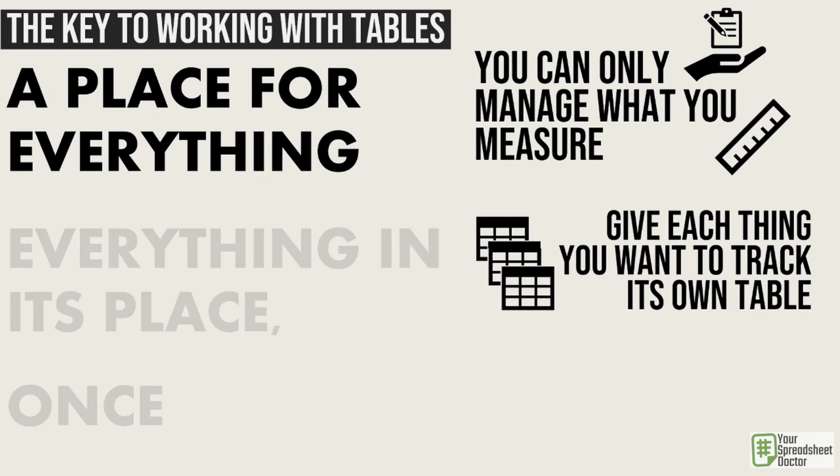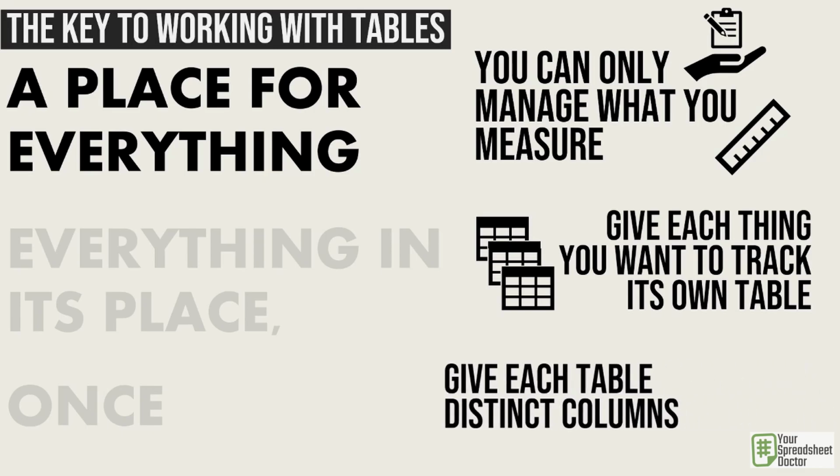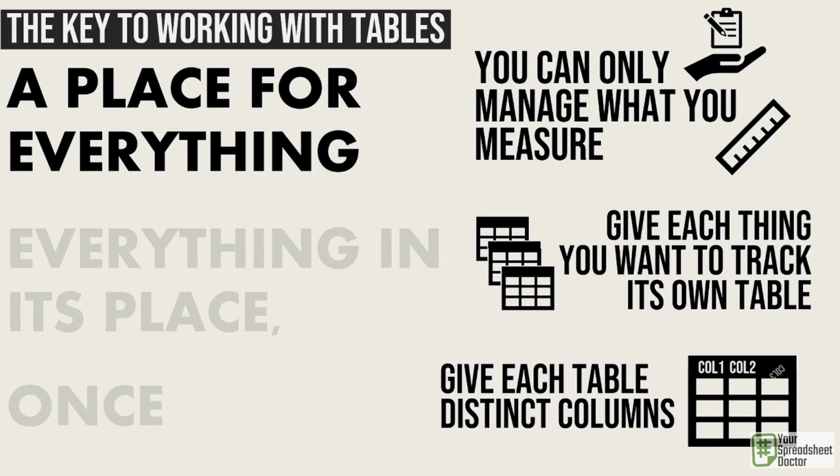That is, if you want to track orders, you should have an orders table. If you want to track items purchased, then you should have a table with all of the items that each customer has purchased. Next, you should give each table distinct columns. This is just to say that if you want to know what date an order was placed, you should have a whole column dedicated to just recording that piece of information. Again, if you don't have a column or table for it, then you just can't manage it.